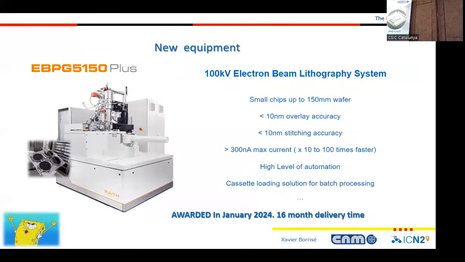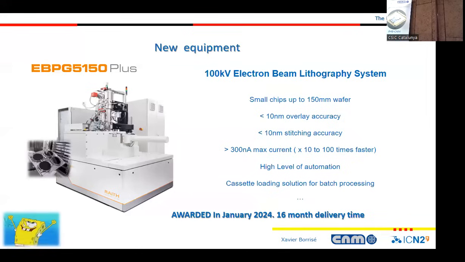Okay, that's a new equipment. We are very happy with that. This is a real DeWalt system for lithography, a 100 kV system. The main difference is that this is designed for that. It's not a modified SEM. It's designed for that.